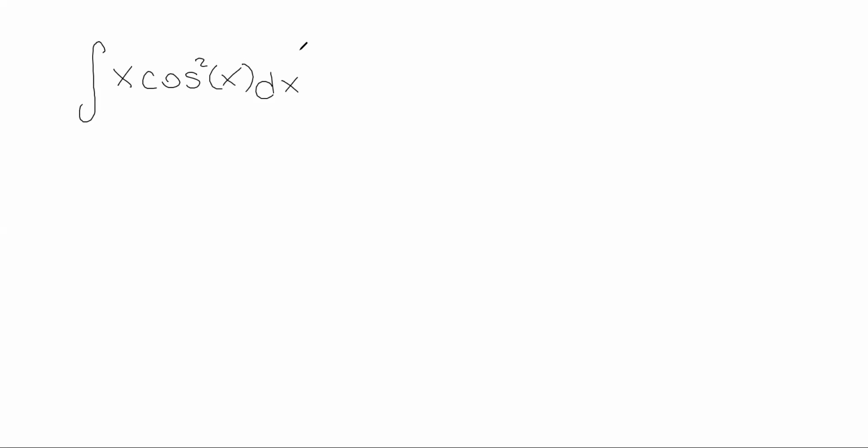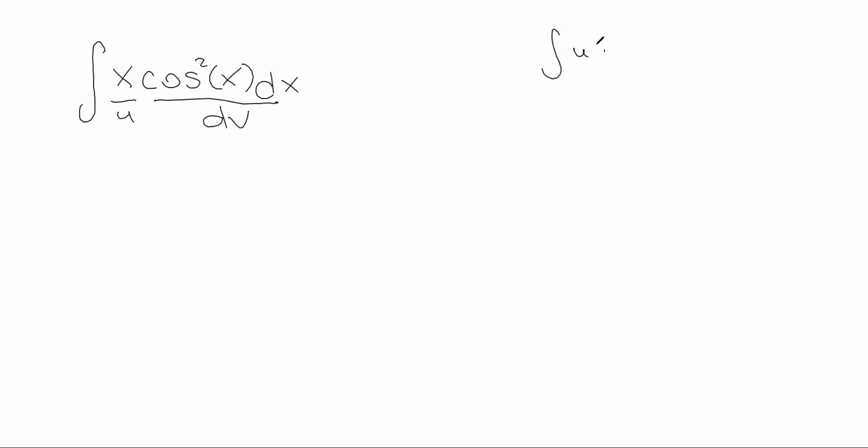So let's take a look at the identity table and decide which identities might be useful to us in this situation. But before we even do that, I have a hunch that this might be an integration by parts problem because we have one thing times another thing. We have a clear u and a clear dv situation. But before we even look at the identities, let's set this up as an integration by parts problem.